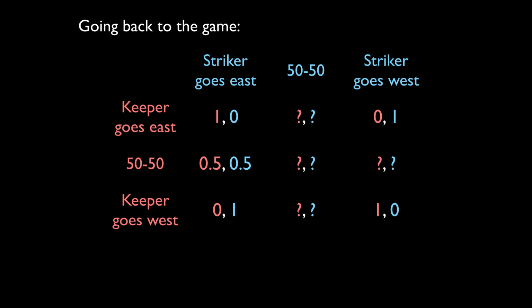What's the expected value of the keeper? Half the time we're here, half the time we're here. So half the time the keeper's getting a 1, half the time the keeper's getting a 0. So this number is... How about the striker? Half the time the striker is getting a 0, and half the time the striker is getting a 1. So this overall expected value is going to be what? So let's put it in.